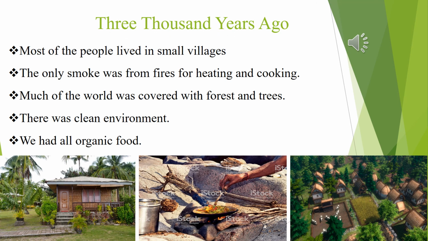Dear students, let us have an overview of population lifestyle 3,000 years ago. 3,000 years ago people: 1. Most of the people lived in small villages. 2. The only smoke was from fires for heating and cooking. 3. Much of the world was covered with forest and trees. 4. There was clean environment. 5. We had all organic food.